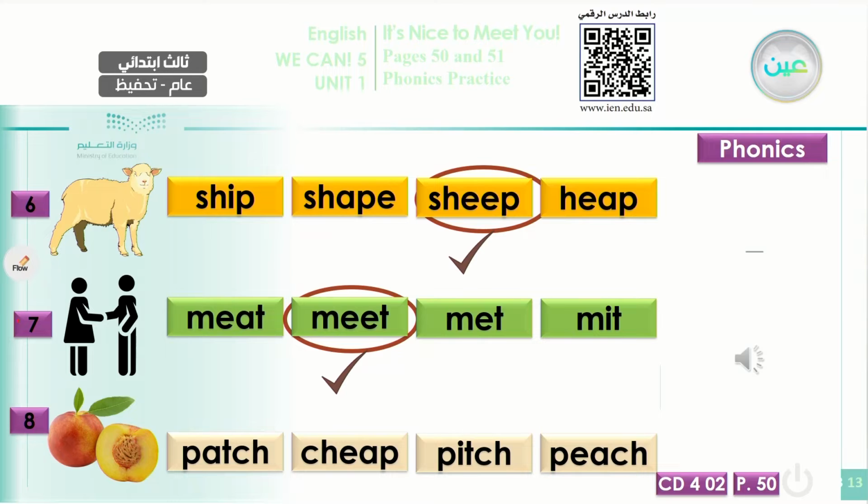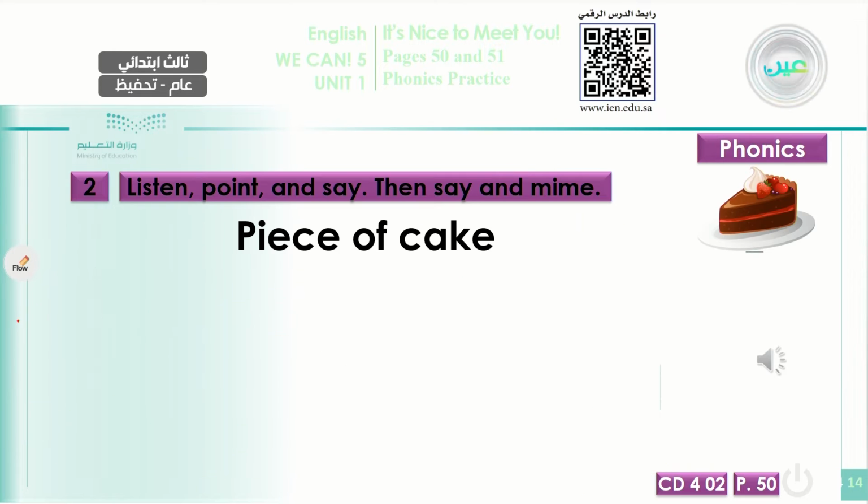But which one is the right spelling? The last one. That's right. So peach spells like P-E-A-C-H. Okay, now also there is a chant, as you can see here, piece of cake. You need to listen, point, and say, then say and mime. You need to mime, means to imitate the movement.